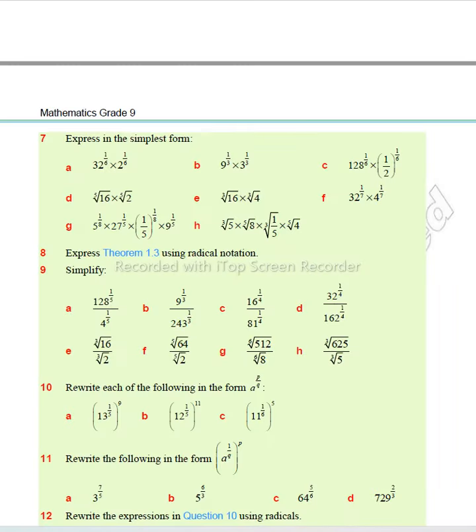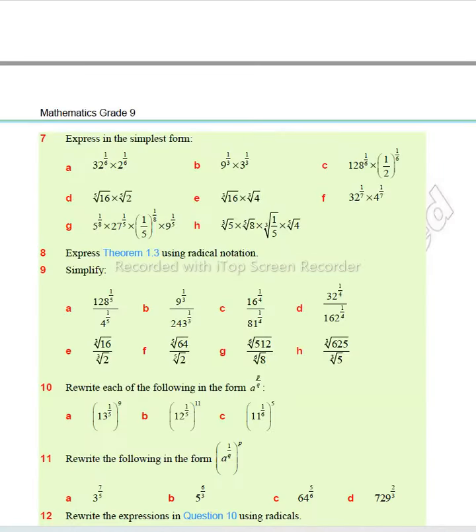And we do the next question. Say that it is the same as question G, so we leave this as it is, and we do question number 9. Question number 8 says the theorem to give this. Let us simplify question number 9. We start from A.